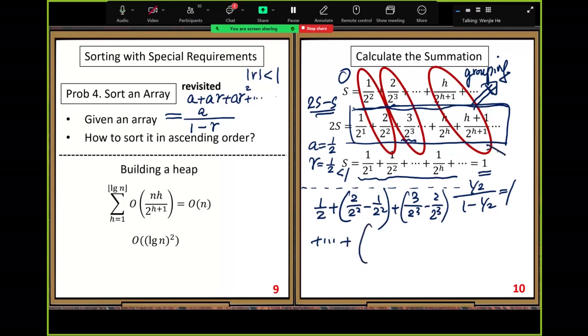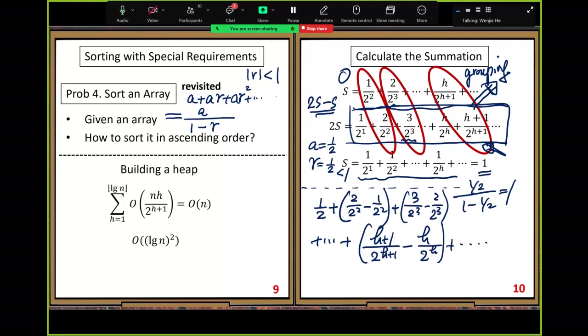So this red circle, we use it as the general group. This is our general group representation, so we use it as a representative. So h plus 1 over 2 to the h plus 1, minus h over 2 to the h.